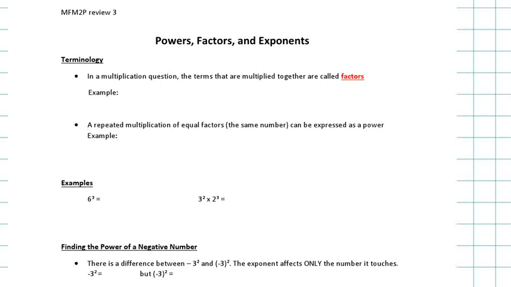So if I'm talking about 12, 1 and 12 are both factors of 12. 2 and 6 are factors of 12. What else? Give me another factor. 3 and 4. They are factors of 12. So in a multiplication question, the terms that are multiplied together are called factors, but they are factors of whatever answer you're getting.